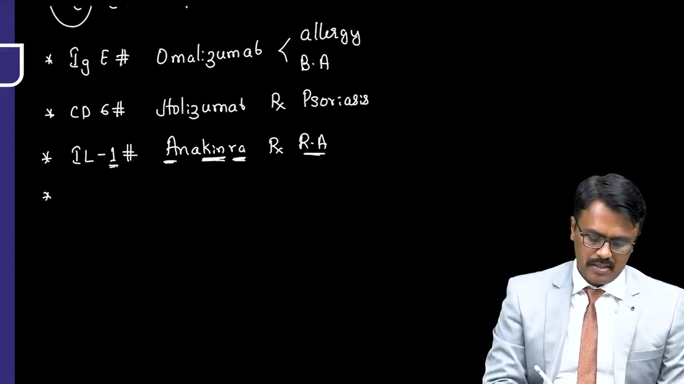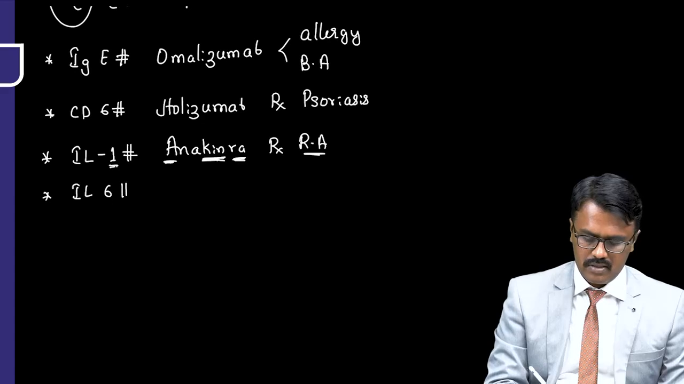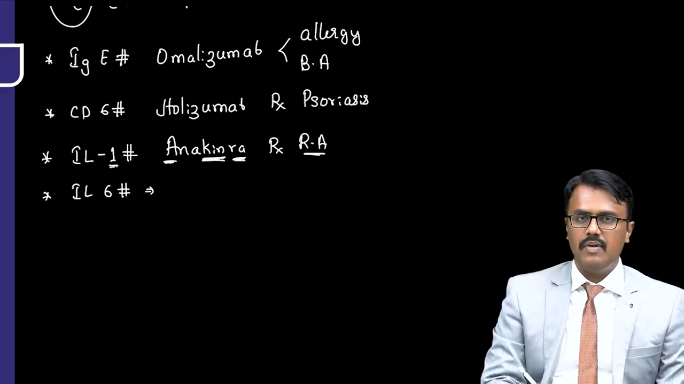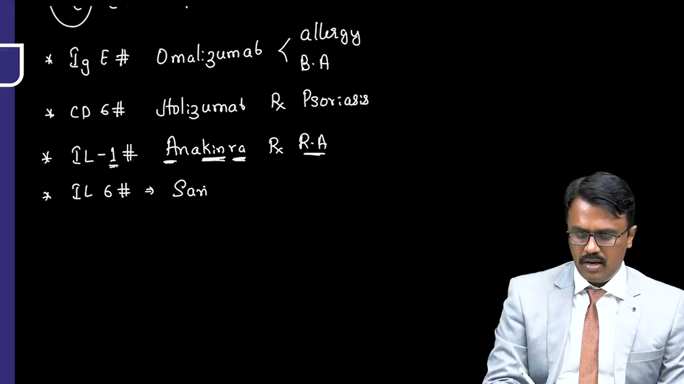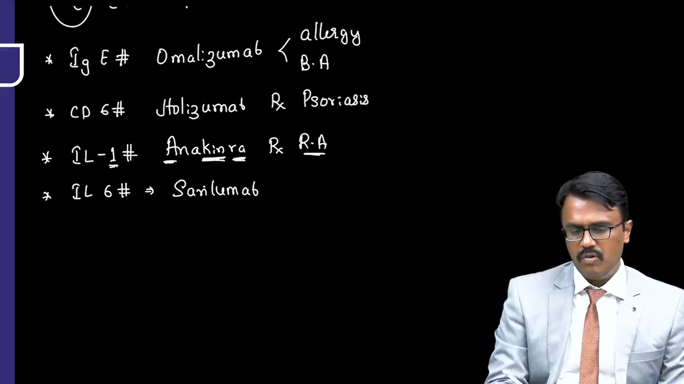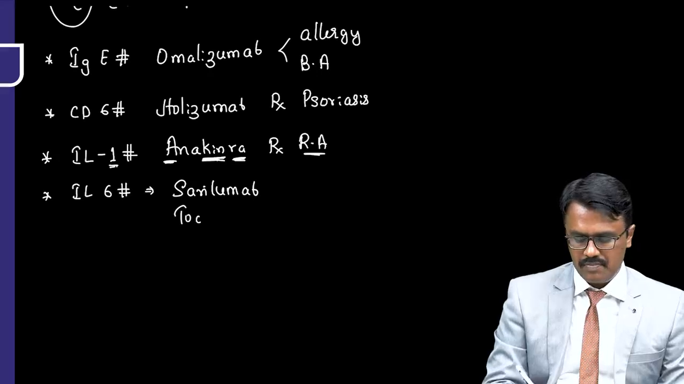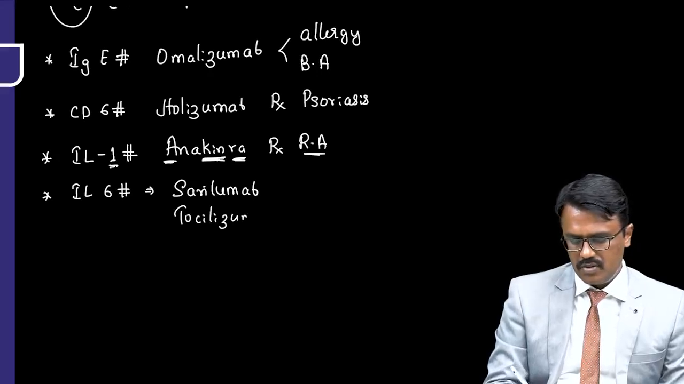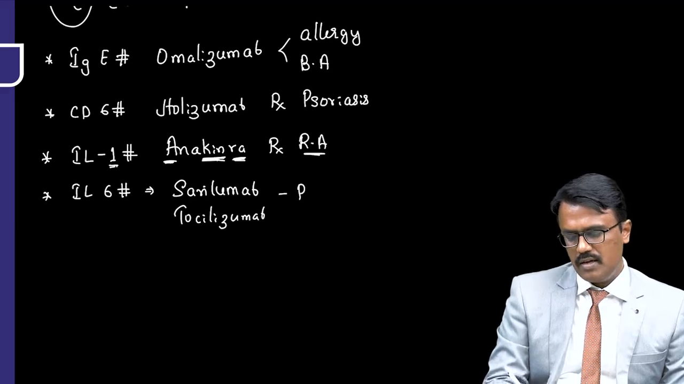They can also ask about interleukin 6 blockers, and that is called sarilumab, very, very important, and one more is called tocilizumab, and these are used to treat the same condition, that is rheumatoid arthritis.